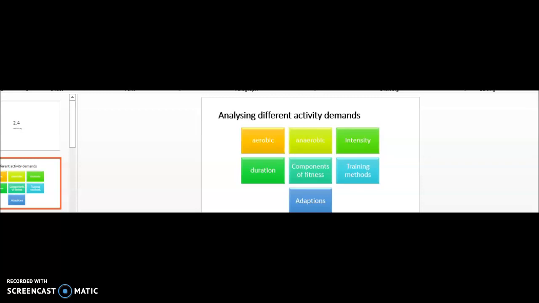For example, different events will require different types of work and energy systems used, therefore allowing different demands and adaptations to take place. In terms of a 100 meter sprinter and a 10,000 meter runner, these events both differ in the energy systems used, as well as the type of work and many other factors. A 100 meter sprinter would be an example of working anaerobically, whereas a 10,000 meter runner would be working aerobically in their event, as it is for a high duration and at a lower intensity, as opposed to a 100 meter, which is high intensity, low duration.